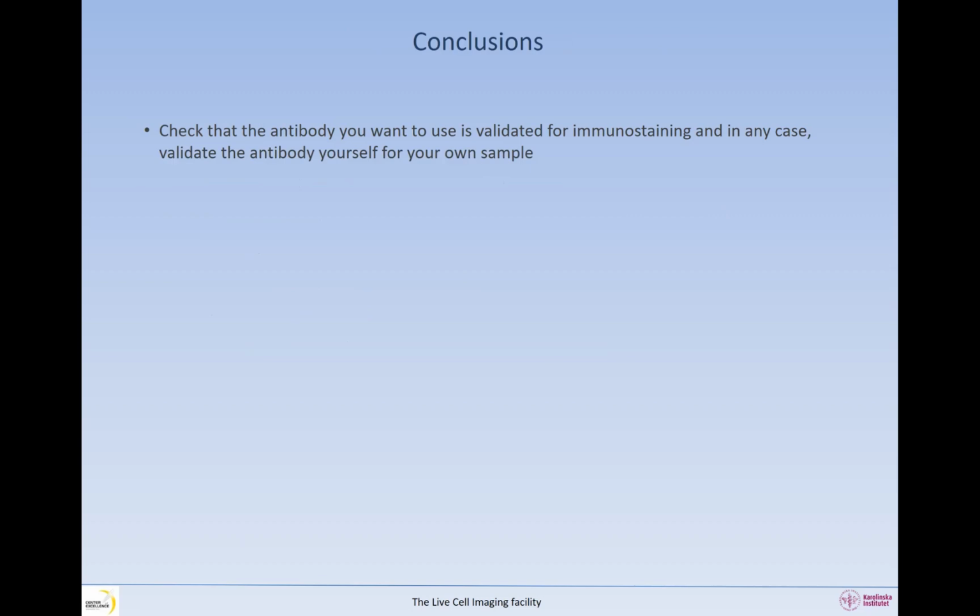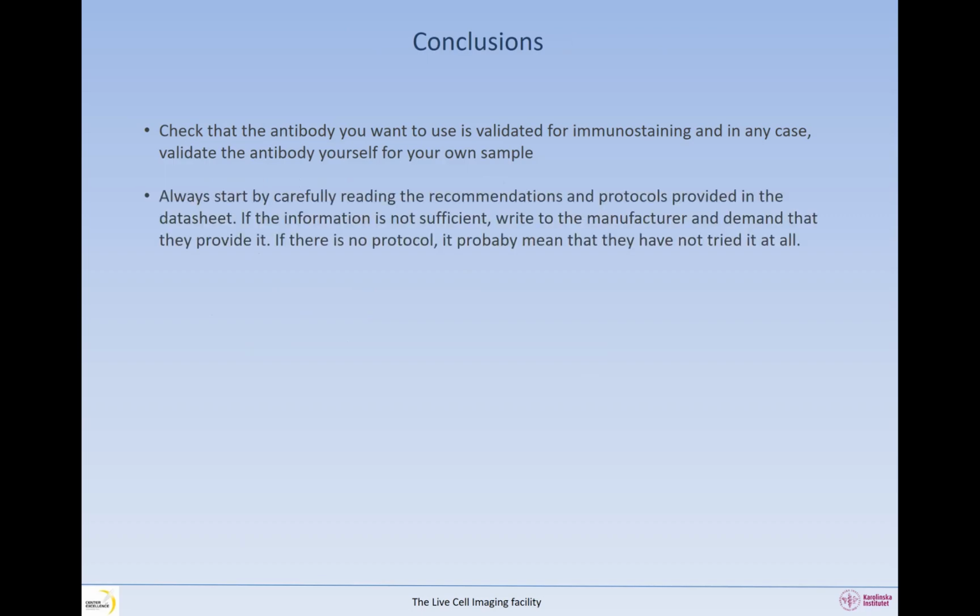In conclusion, always check that the antibody you want to use is validated for immunostaining, and in any case, validate the antibody yourself for your own sample. Always start by carefully reading the recommendations and protocols provided in the datasheet. If you find that the information is not sufficient, write to the manufacturer and demand that they provide it. If there is no protocol, that means they probably haven't even tried anything. So then you should think twice about whether you use or return the product.